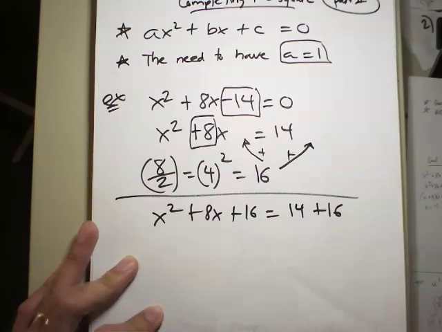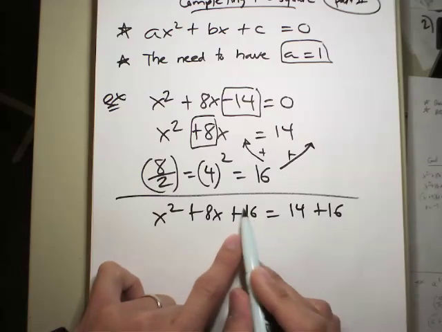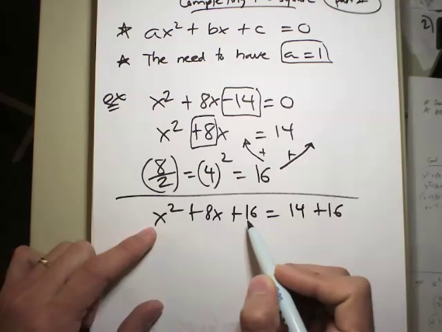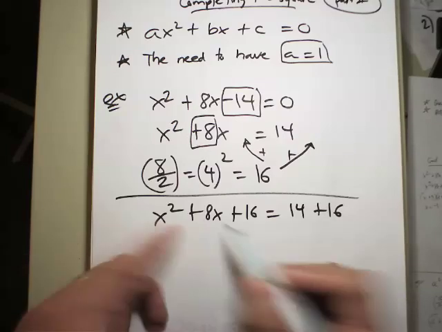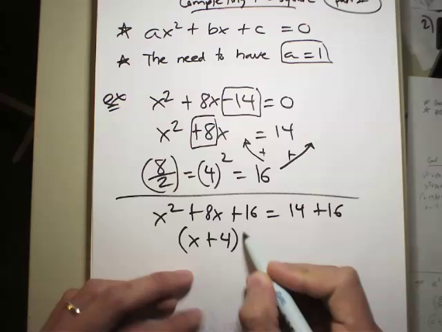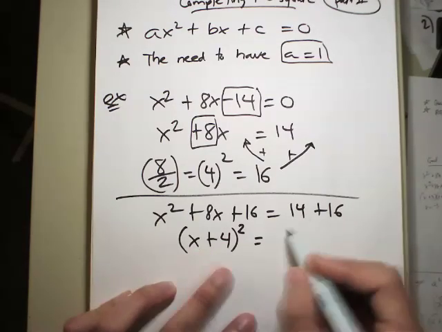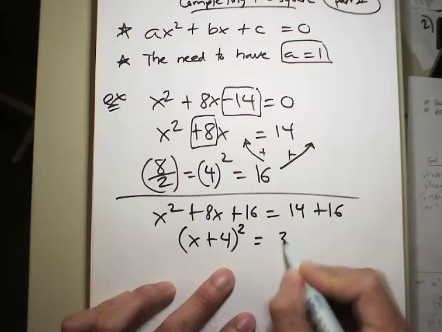Okay, and now this becomes a PST. You can take a look: the square root of 16 is 4, this is x, 4 times x doubled is going to be 8x. So you can just write it as x plus 4 times x plus 4, or x plus 4 squared. We want to put it this way because we want to solve for x, right? And this simply becomes 30.